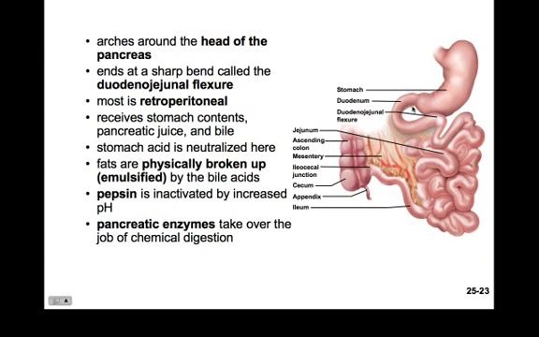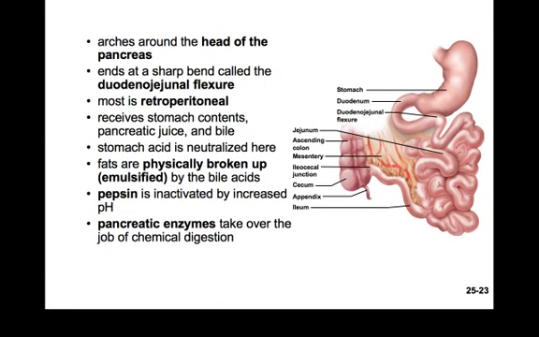The small intestine arches around the head of the pancreas at the duodenal jejunal fissure. Most of the duodenum is retroperitoneal. It receives the stomach contents, chyme, pancreatic juice, and bile. This is where stomach acid is neutralized by many of the pancreatic juices. Fats are physically broken up and emulsified here by the bile acids, and pepsin is activated as the pH becomes more alkaline. Pancreatic enzymes take over the job of chemical digestion at this point.